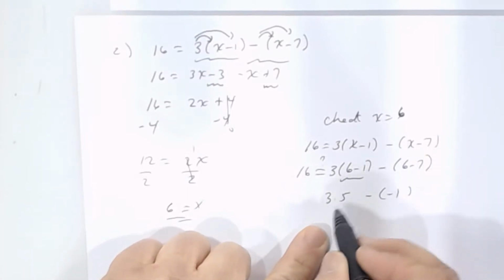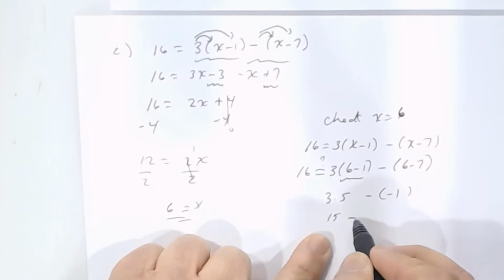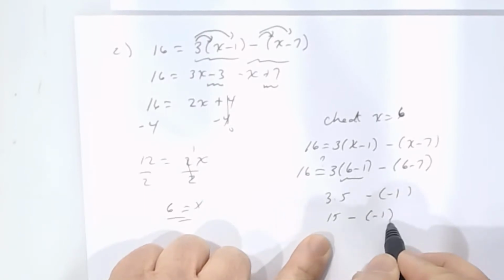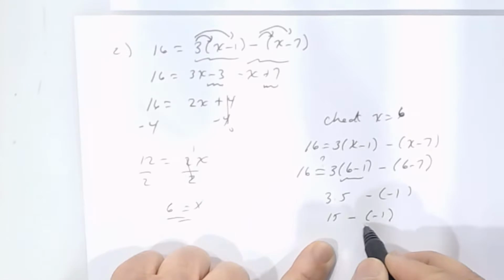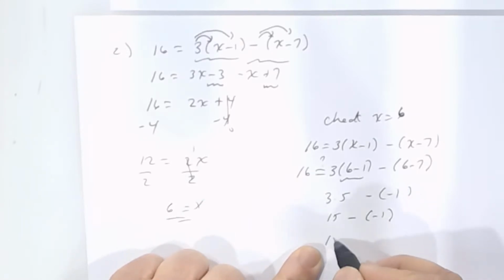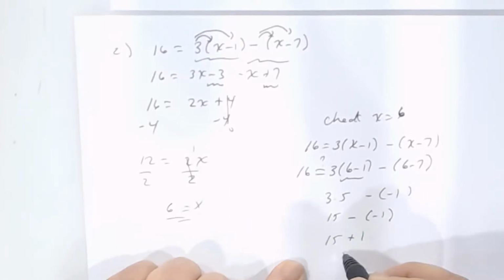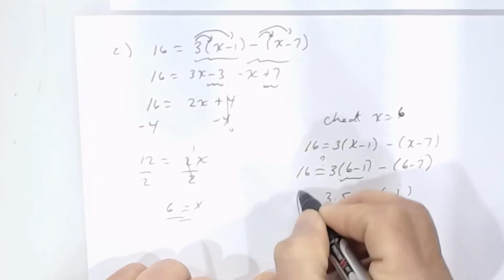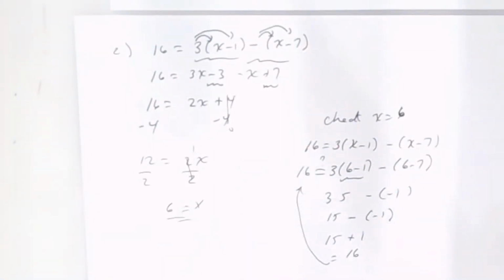Then multiplication. What's 3 times 5? So I get 15, subtract a negative 1. 15 subtract a negative 1 means the same thing as 15 what? Plus 1, which is what? Which is what I wanted. Okay? All right.